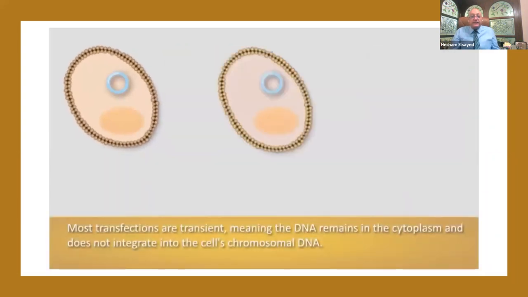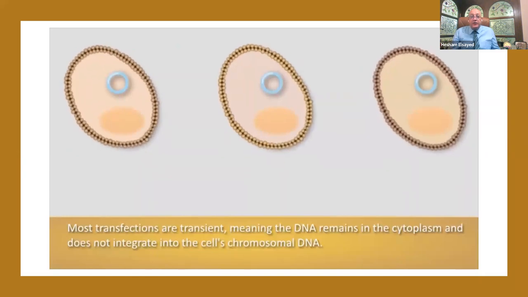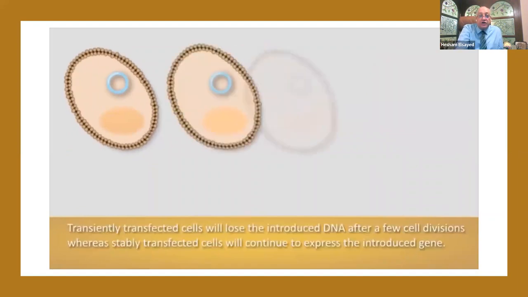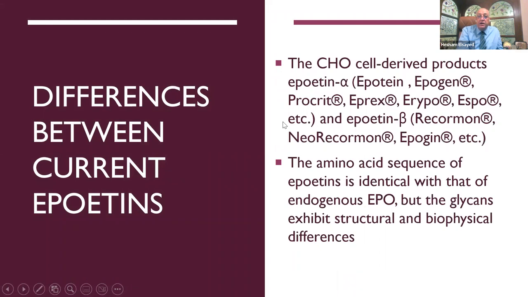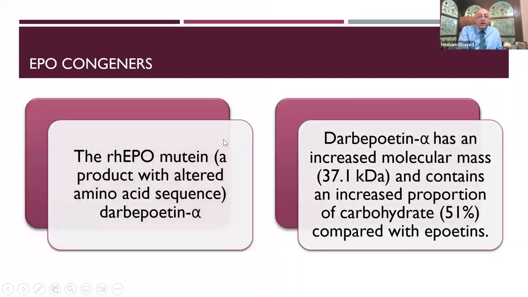However, after such a transfection procedure, you need many stages of purification. On the same side of production, if you are inducing it in mammalian cells like erythropoietin, it is usually hamster ovarian cells. And if you are using transfection in bacteria, it is for products like growth hormone, calcitonin, and insulin. Both are called transfection of the gene. The difference between current erythropoietins depends on the carbohydrate content, with the same amino acid sequence for erythropoietin alpha and beta, but it is different for darbepoetin. Darbepoetin, a congener of erythropoietin with mutations, has increased in size to 37.1 kilodaltons and has increased carbohydrate.